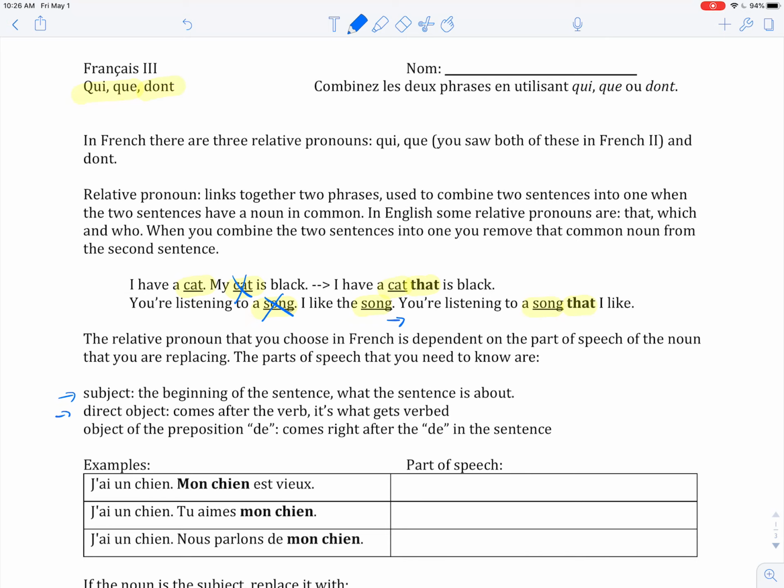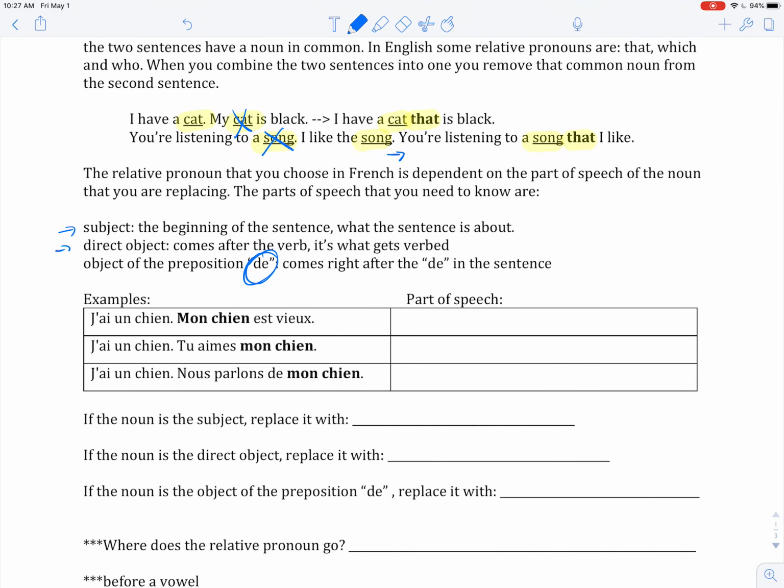It's what gets verbed. So to choose between a subject and a direct object, you're looking to see if that noun is in front of the verb, making it the subject, or if it's after the verb, making it the direct object. With de, you're just looking for that word de. If you've got a noun in the second sentence, your common noun, that comes right after the word de, then you've got the object of the preposition. So looking at 3 examples here, I bolded the one that we're making the choice about. It's always the noun in the second sentence that we're determining is the subject, the direct object, or the object of the preposition.